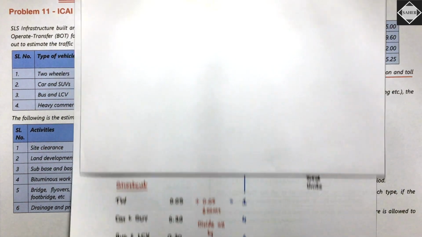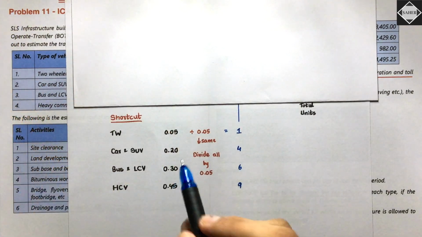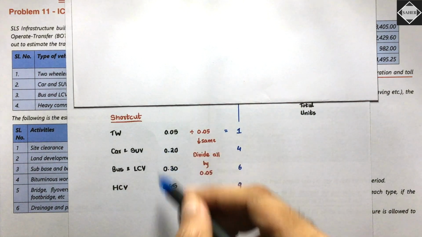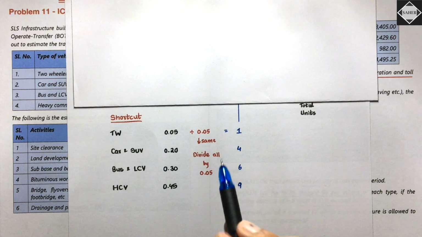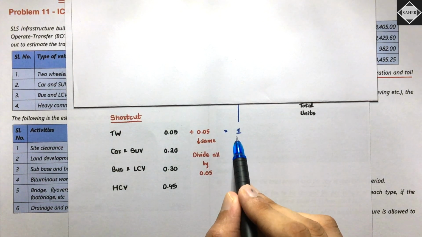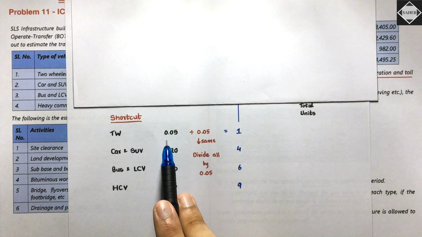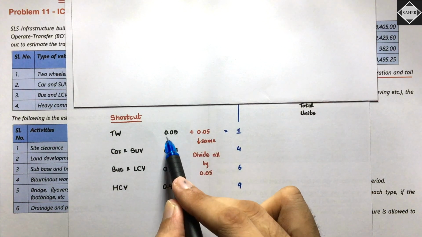This is how you have to do it. Two-wheelers, car or SUV, bus and LCV, and HCV, heavy commercial vehicle. Then the question gave us the weights, 5%, 20%, 30%, 45%. If I write that in decimals: 0.05, 0.20, 0.30, 0.45. Simple. First I give the default category the ratio 1. Then I think, how can 0.05 become 1? Listen carefully.